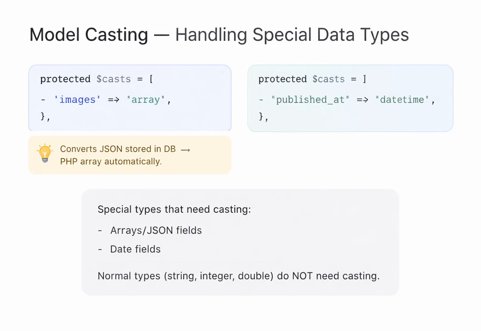When your model has fields that store data in a non-standard format, you need to tell Laravel how to interpret them using the casts property. The most common cases are arrays, like the images field, and dates. For images, you declare it as array in the casts, and Laravel will automatically convert the JSON string from the database into a PHP array when you read it, and back to JSON when you save it. Normal types like strings, integers, and doubles don't need any special casting. Laravel handles those automatically. Only JSON and date fields typically need this extra configuration.